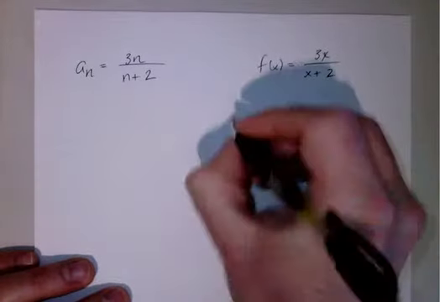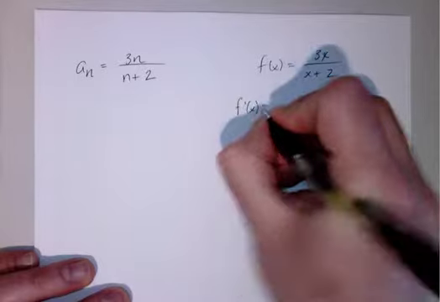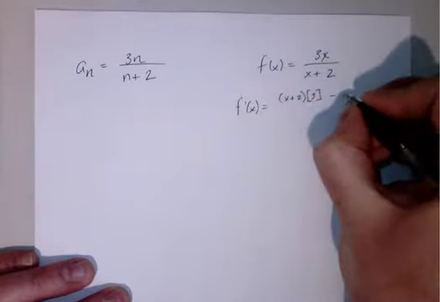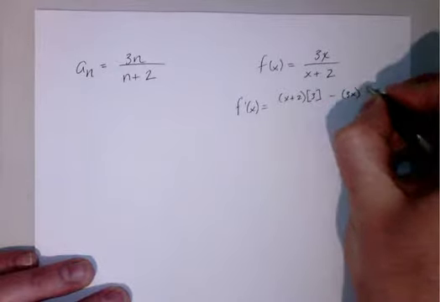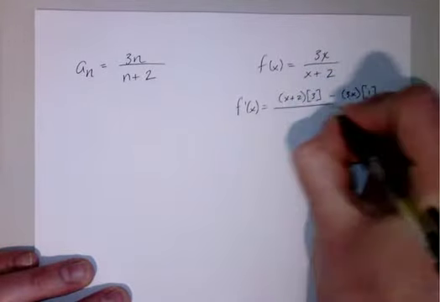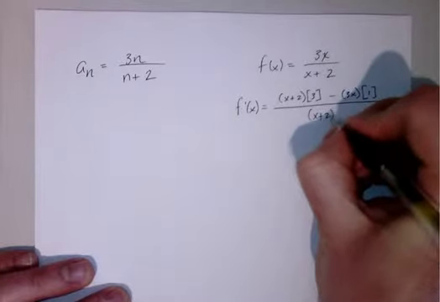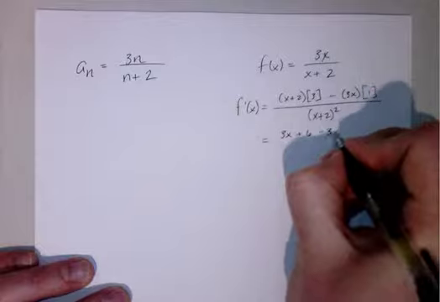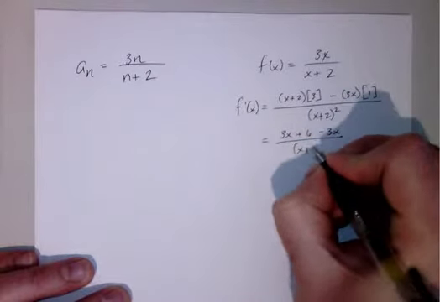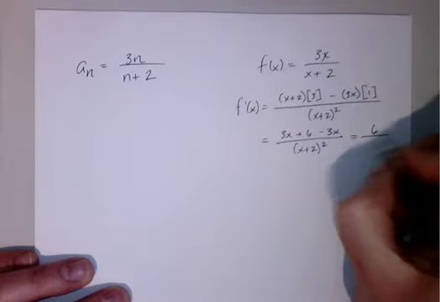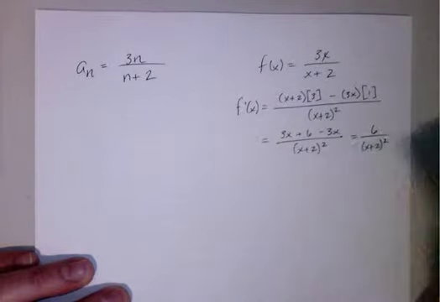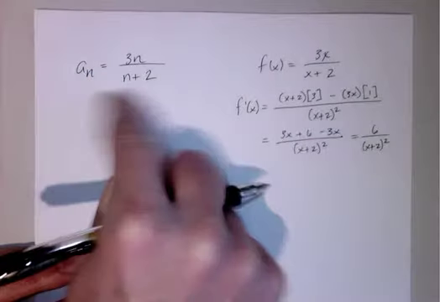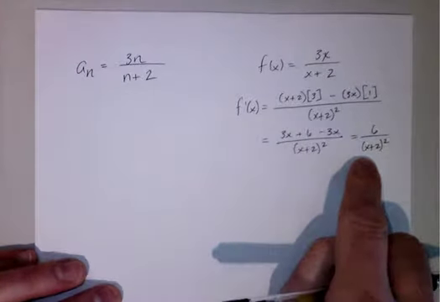Well, we would take the derivative, right? If we take the derivative of this, we get the bottom times the derivative of the top minus the top times the derivative of the bottom, all of that over the bottom squared. And that winds up being 3x plus 6 minus 3x, all of that over (x plus 2) squared, or 6 over (x plus 2) squared. Now that's the derivative. So if I were to actually take the derivative of this function, it would be the same, except it would just be n's, right?